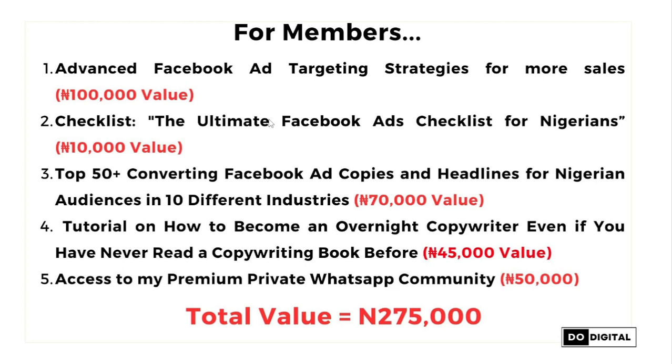Now I also give you a checklist. In this checklist you'll be able to know what you have done. Have you set up your campaign? Have you set up your ad copy? Have you set up your ad creative? Have you set up your interest group? Have you done all of this? You can now know what you have done and the next thing to do. And it's very important so that you won't be missing something and you won't be making a mistake along the line. So this is the checklist.